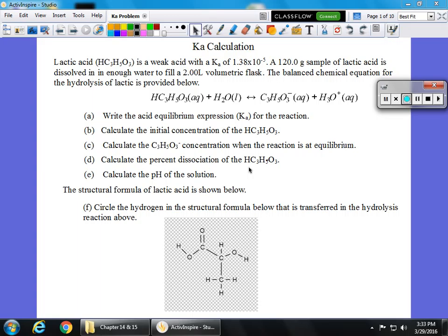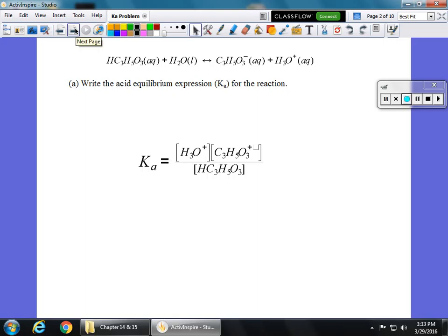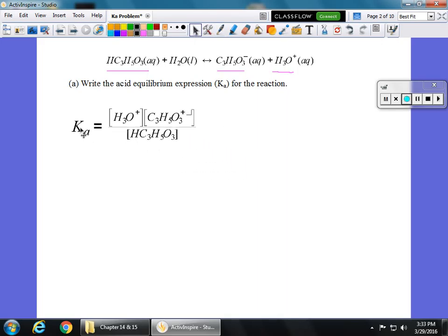So here we go. For the first part, part A, we're looking at an equilibrium, right? We're looking for a Ka, and you're given a balanced chemical equation. So for part A, it's just asking you to write an equilibrium expression. For an acid dissociation, you're going to have the weak acid, plus water gives you your conjugate base, and it's going to give you hydronium, right? That's what's making it an acid. And the equilibrium expression, the Ka, is the products over the reactants raised to the power of their coefficient.